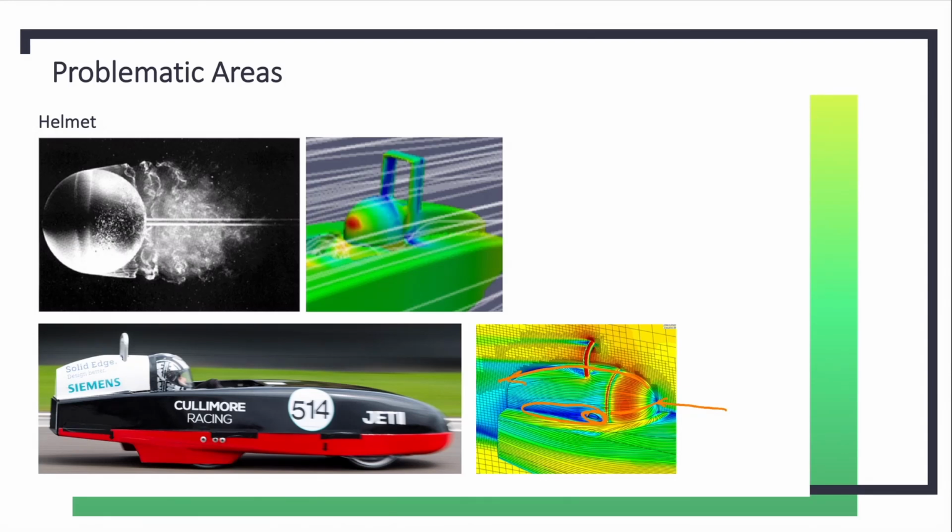You can also see a little bit of separation off the rear of the roll bar here, and you can see a little bit of vortex generation there, and you can see that there's also separation off the roll bar there, and again you'd expect to see vortex generation there in the blue region.